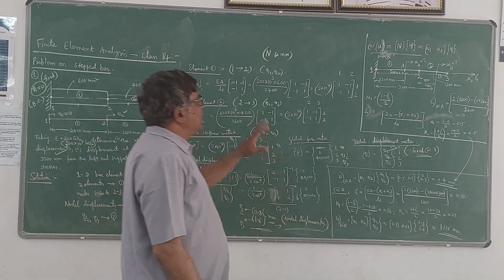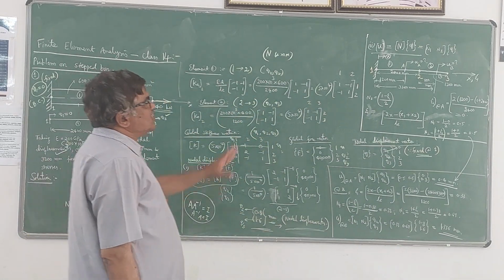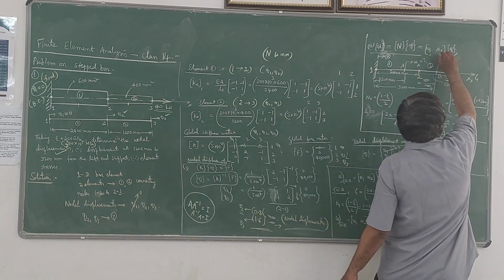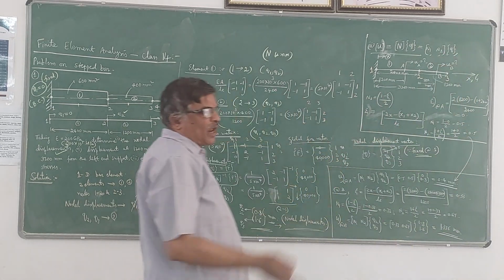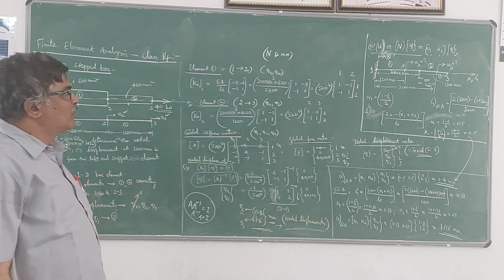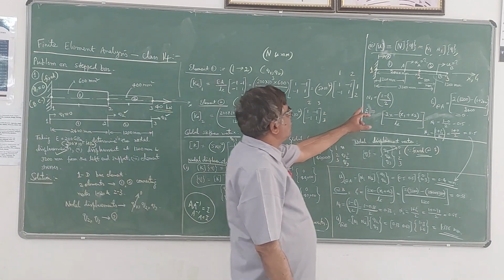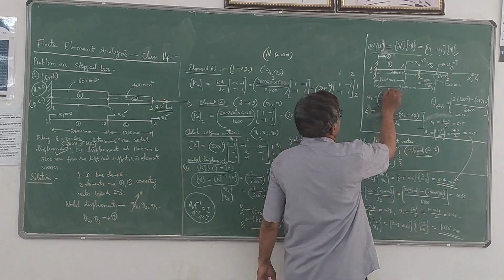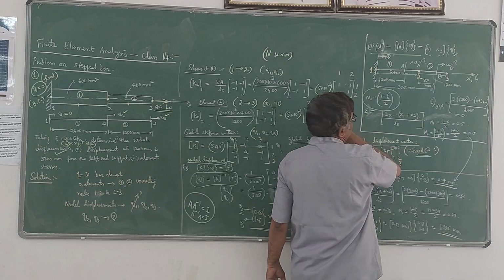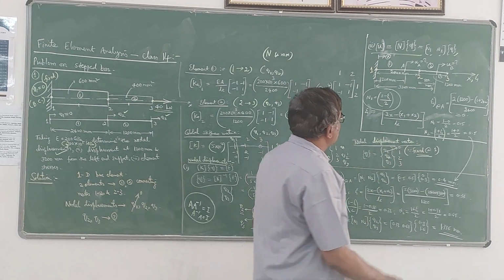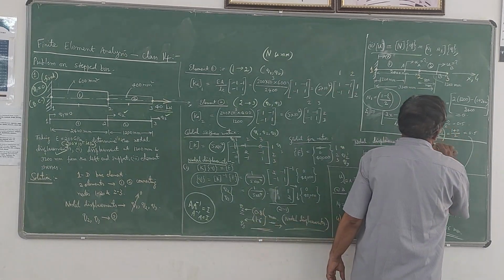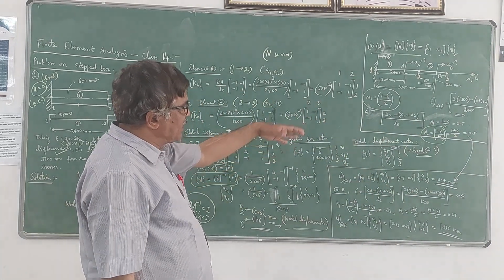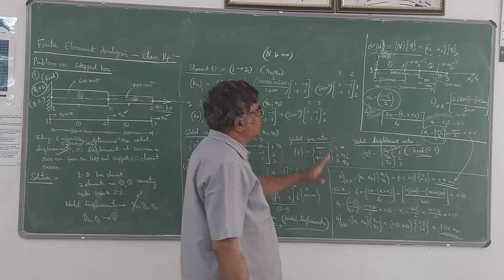Now let us go to the second part. u is equal to N into q. Already we got the value of q. So if you find out N1, N2 and substitute and multiply, you are going to get the value of u. Now N1, as I already told, is (1 minus zeta) by 2. This is the shape function N1 for a two node bar element. N2 is (1 plus zeta) by 2. This is the shape function N2 for a two node bar element, right? So N1, N2 are the two shape functions.